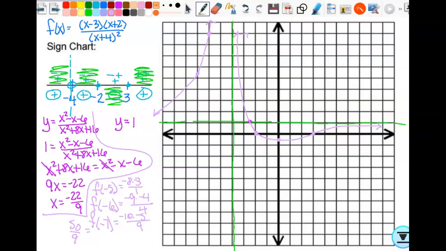Okay. And that's yet another completely different type of graph. So with rationals, there's an infinite amount of things that could look like and things that could happen depending on how things are put together. Okay, what questions do you have?